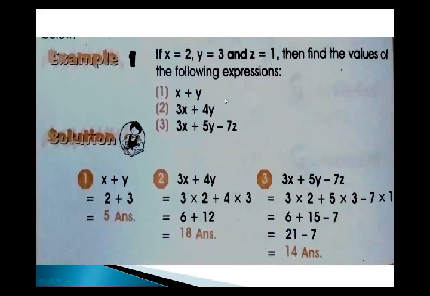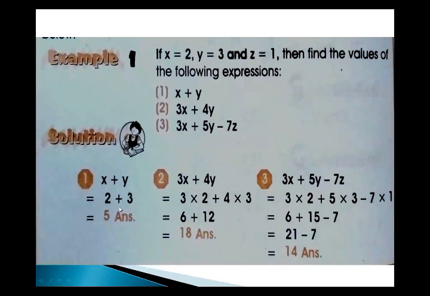The expression is x plus y, 3x plus 4y, 3x plus 5y minus 7z. Okay, firstly we solve the expression 1, that is x plus y. So firstly you just write the expression as it is, x plus y, then you just pick the values of that variable. So the value of x is, what the value of x is? Yes, 2. So you write 2 over here, then plus sign, and what's the value of y? Good, 3. Then you write 3 over here.